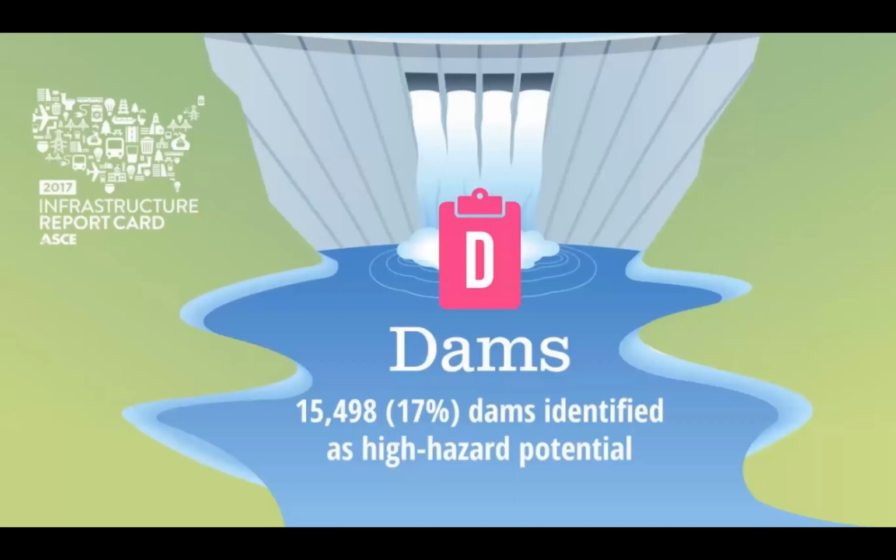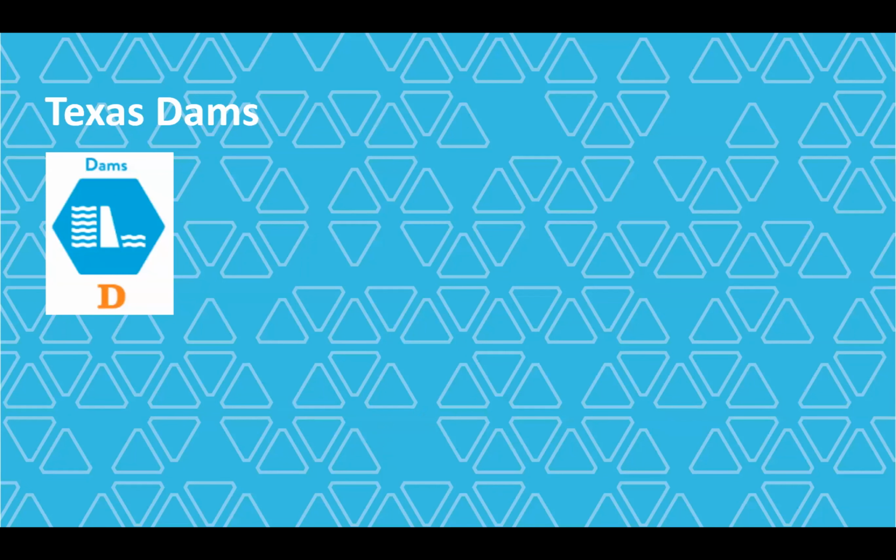Now, by way of comparison, that's the national grade. Lo and behold, the Texas dams are the same. They're both Ds. So this is a good case study here of we are at the national average on this. It's a D, it's not a good grade. And clearly there's a lot more that could be done with this particular type of asset.